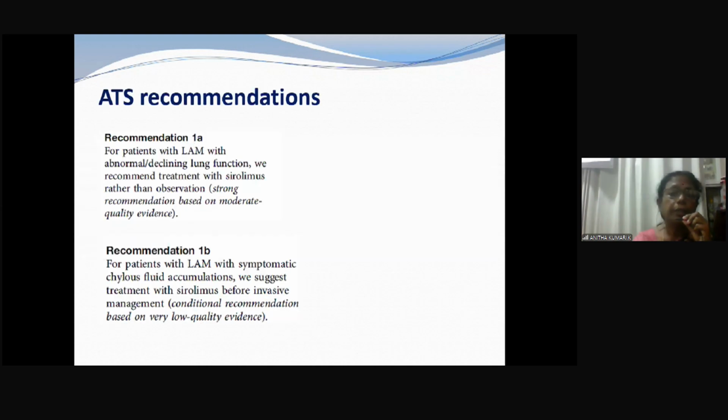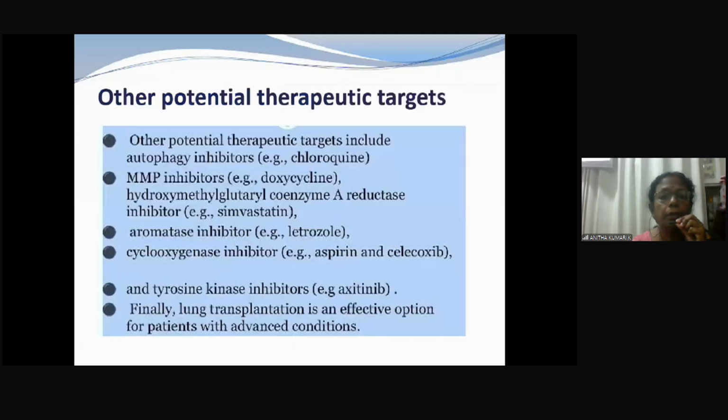So what is the ATS recommendation for the use of sirolimus? In patients with LAM with abnormal or declining lung function, ATS recommends treatment with sirolimus rather than observation. This is a strong recommendation. And for patients with symptomatic chylous fluid accumulations, we suggest treatment with sirolimus before invasive management. This is a conditional recommendation. And there are other potential therapeutic targets, including autophagy inhibitors, MMP inhibitors, aromatase inhibitors, cyclooxygenase inhibitors, and tyrosine kinase inhibitors. And finally, lung transplantation is an effective option for patients with advanced conditions.